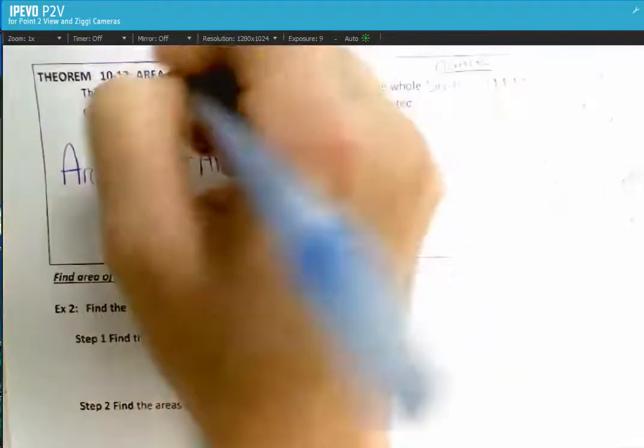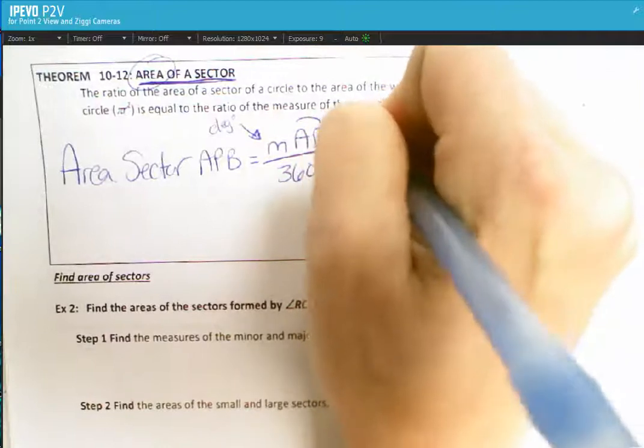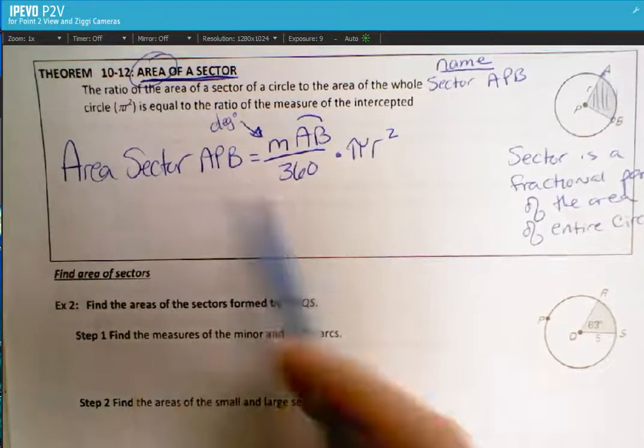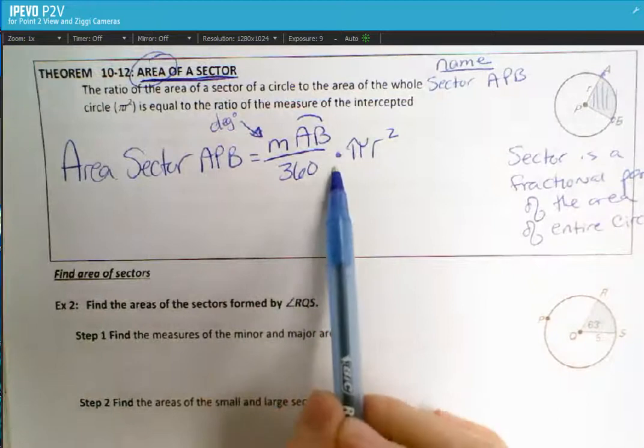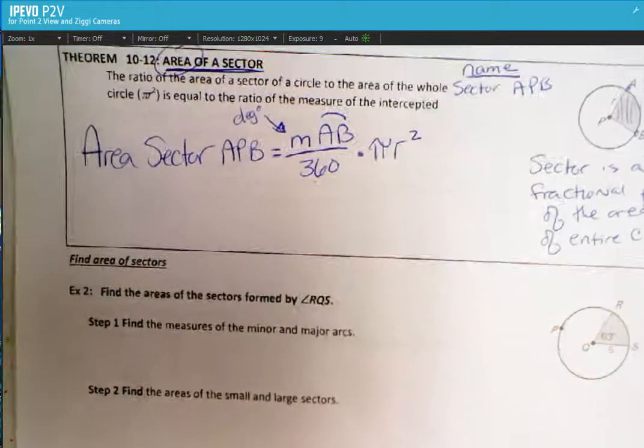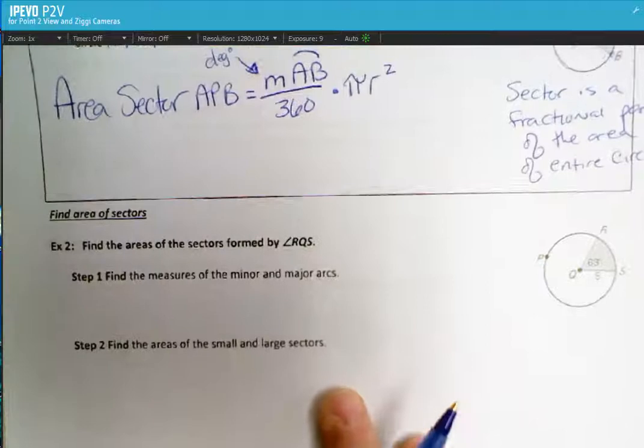Times, since we're dealing with area, times the area of the whole thing, so that I can set up my proportion, the piece as it is to the entire circle. And then you just substitute in the pieces you need. So let's go find some areas of circles.